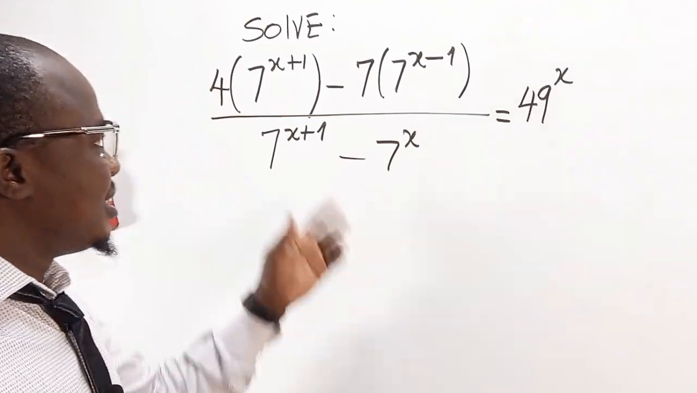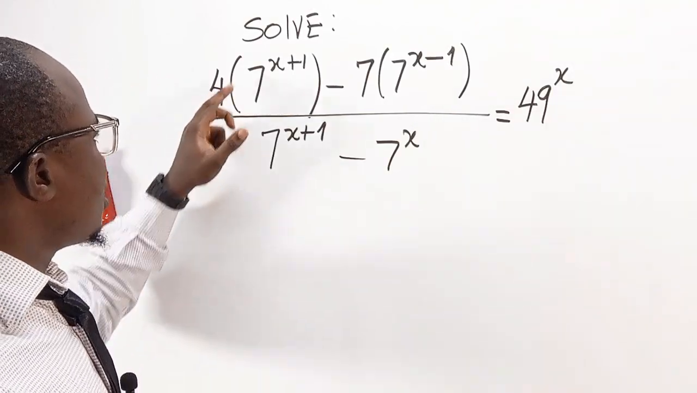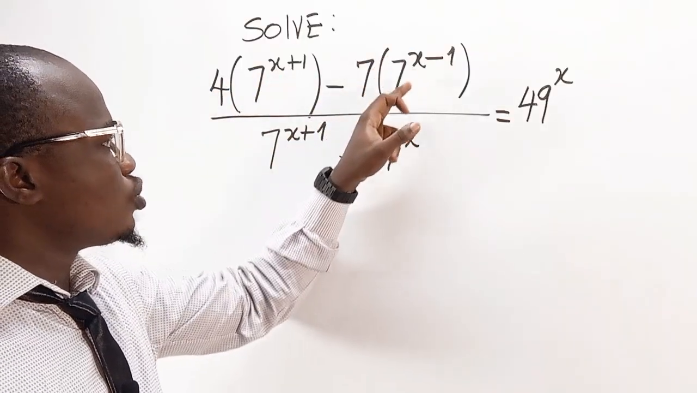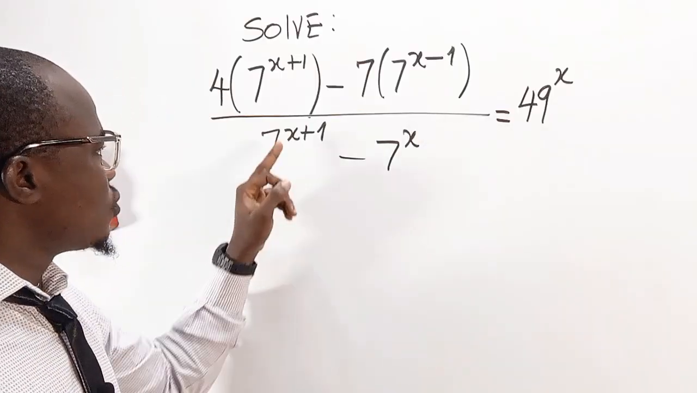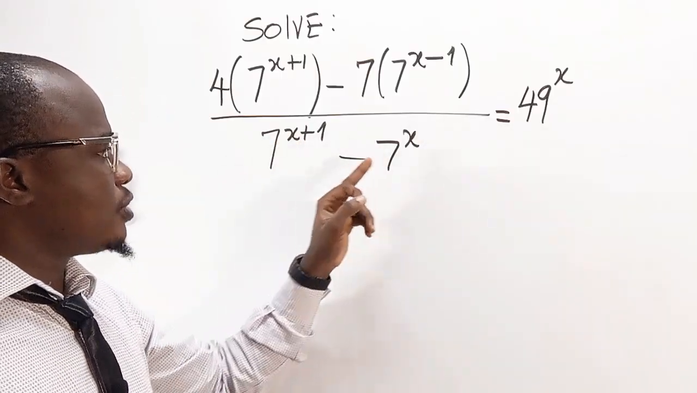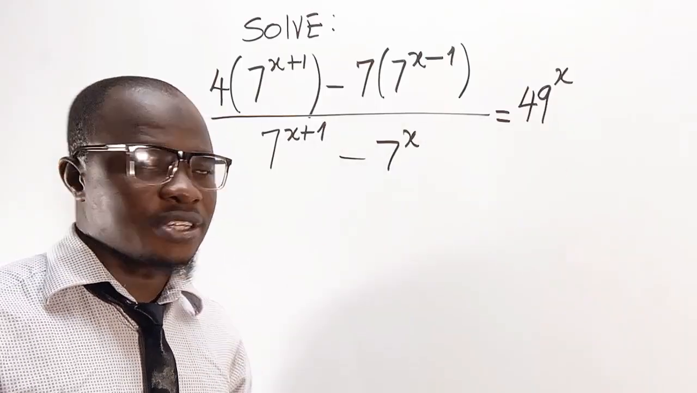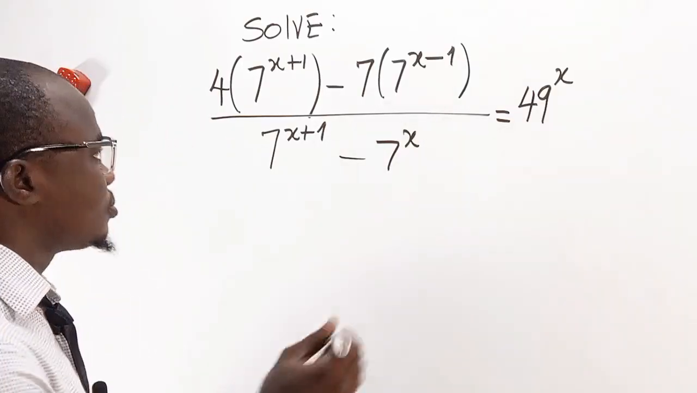Hello, let's solve this question on the screen. 4 into 7 to the power of x plus 1 minus 7 into 7 to the power of x minus 1, all over 7 to the power of x plus 1 minus 7 to the power of x, all equal to 49 to the power of x. Now, what I'm going to do here is very simple.